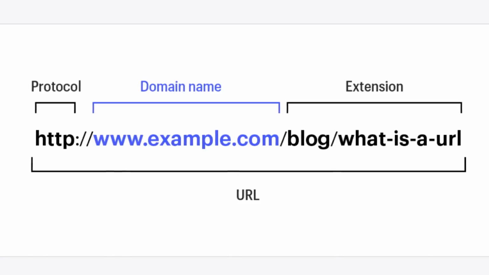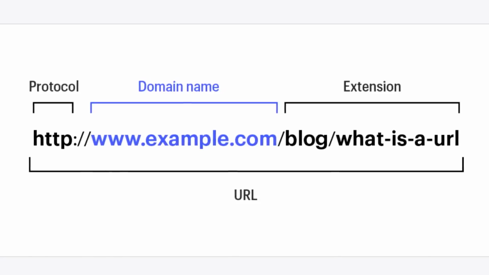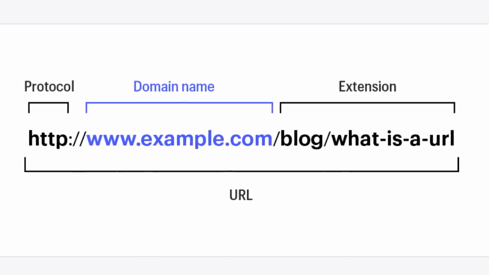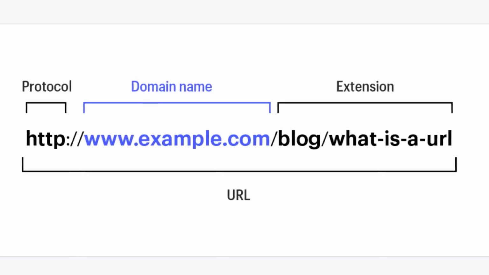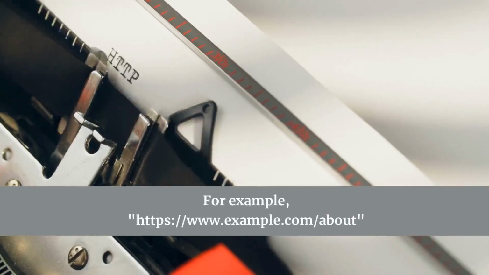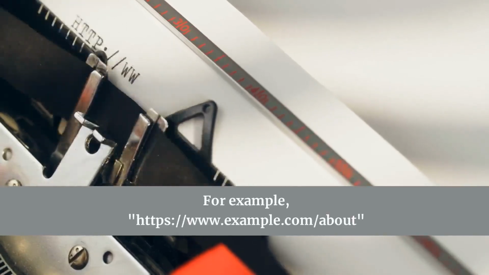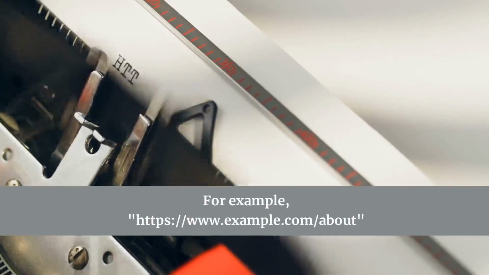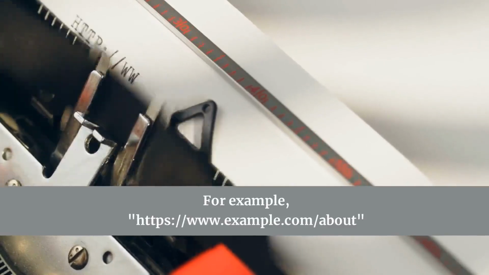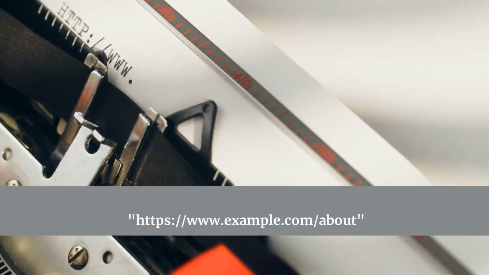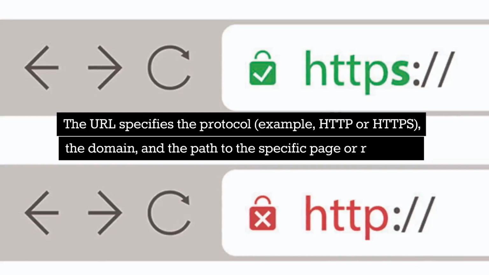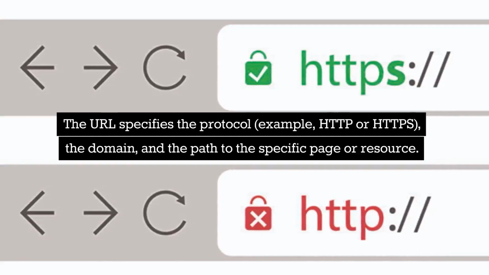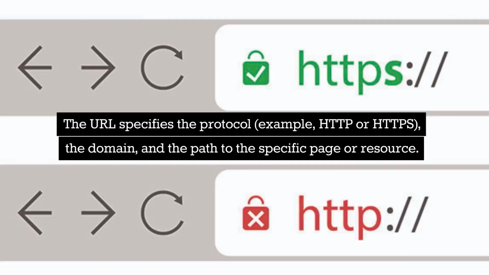Now, the fifth component is the URL, that is, Uniform Resource Locator. A URL is the full address of a specific web page or resource on the internet. For example, https://www.example.com/about. This is the URL for the about page of a website. The URL specifies the protocol, for example HTTP or HTTPS, the domain, and the path to the specific page or resource.